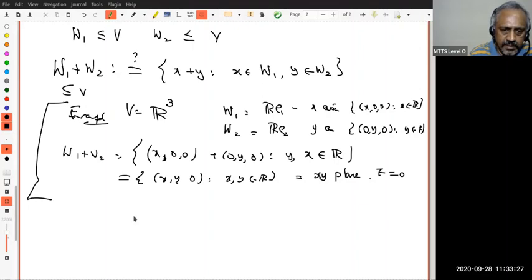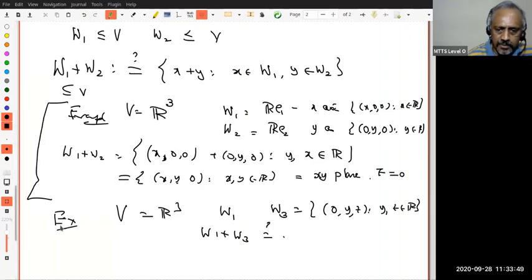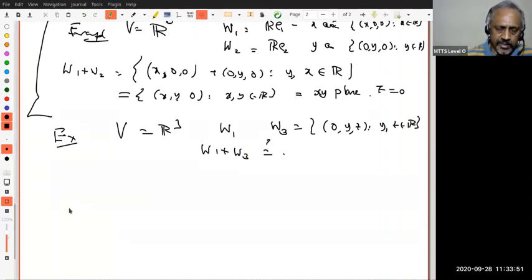Right? Okay. If you want to do something a little better, try to take the same V, R3. W1 is the same, and let us say W3 equals 0, y, z. Y and Z are real. Then what do you expect W1 plus W3 to be? Just to understand, do this quickly. We will come back.